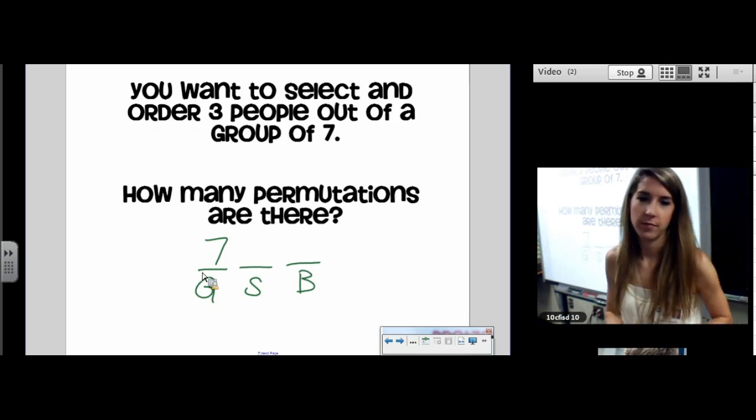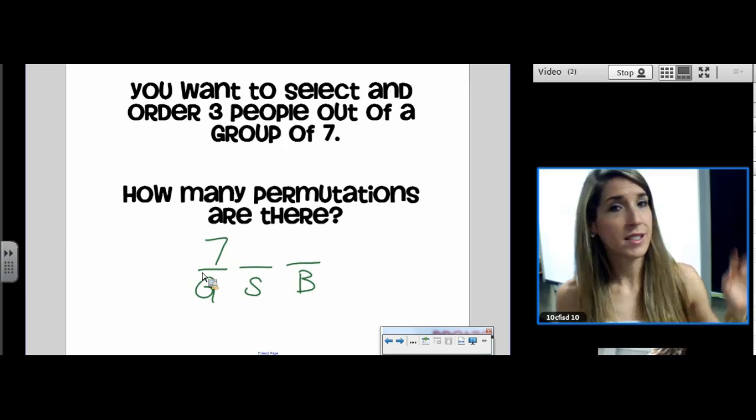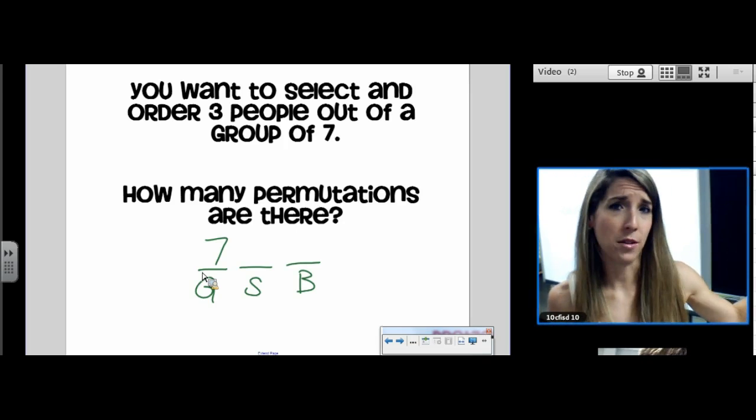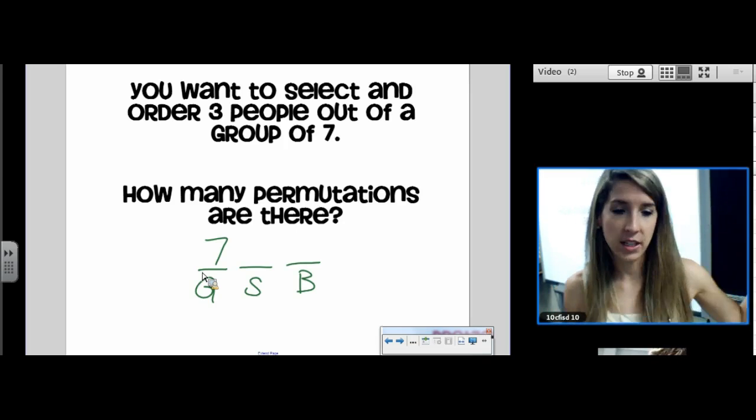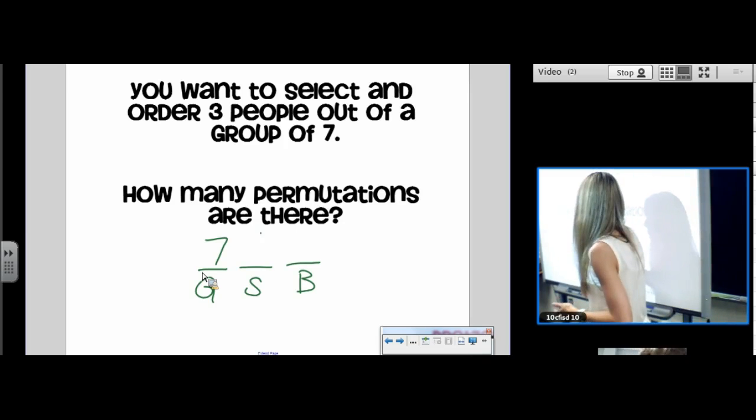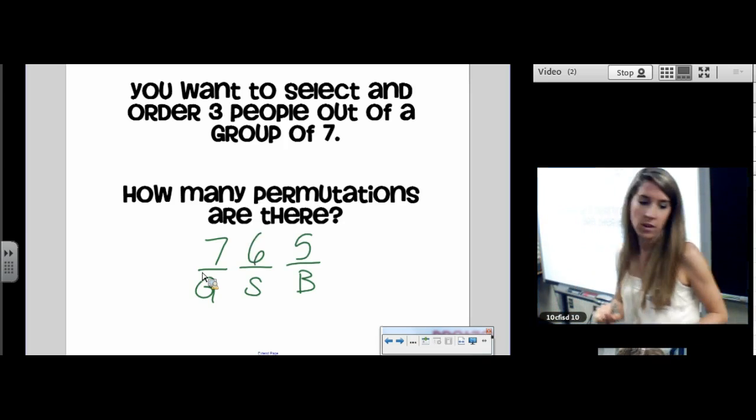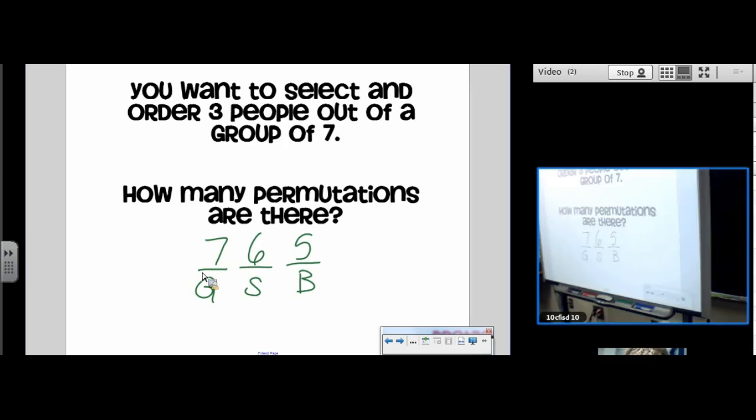7. Now I'm going to give silver. Someone already got the gold. You can't get more than 1 medal. So how many choices do I have for silver? Yeah, you get the idea. And then bronze. So it's 7 times 6 times 5.